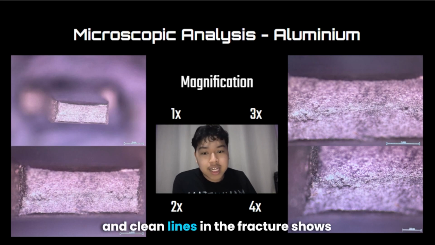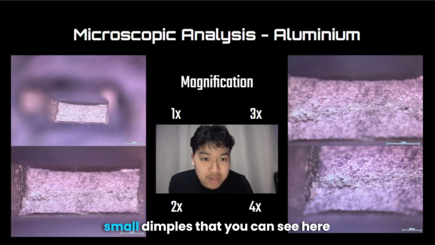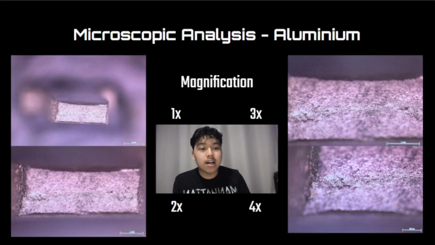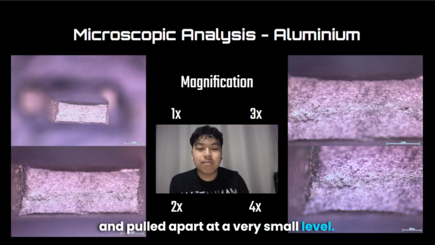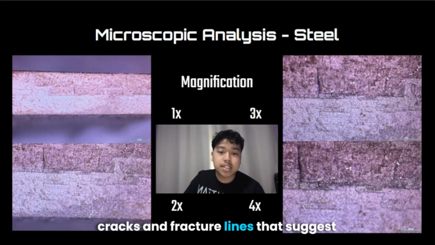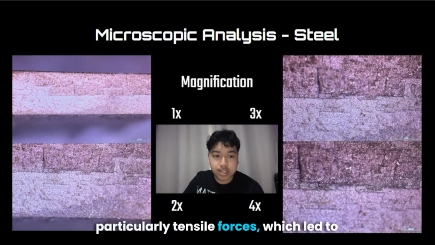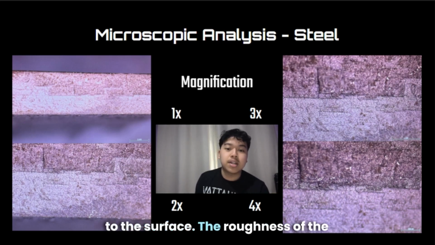The lack of sharp and clean lines in the fracture shows that it didn't break suddenly. And these small dimples that you can see here are signs of how the material stretched and pulled apart at a very small level. For steel, there are visible surface cracks and fracture lines that suggest the material underwent a lot of stress, particularly tensile forces, which led to the formation of cracks running parallel to the surface.